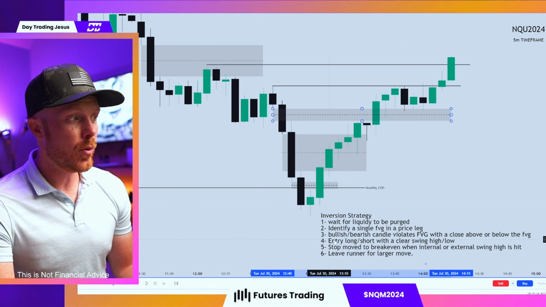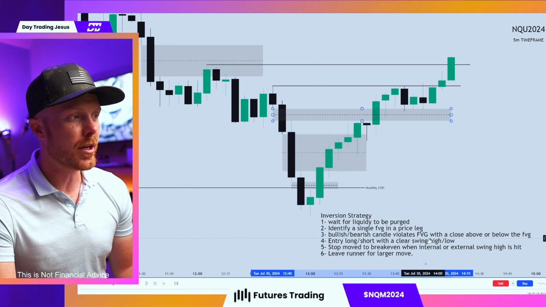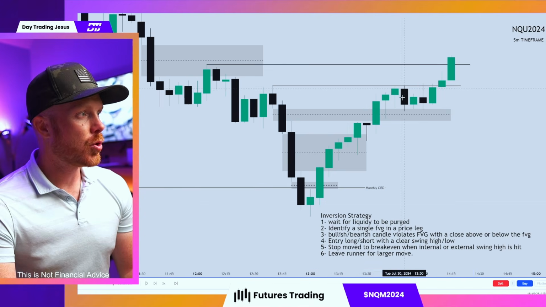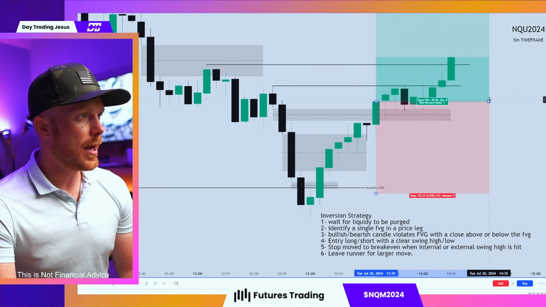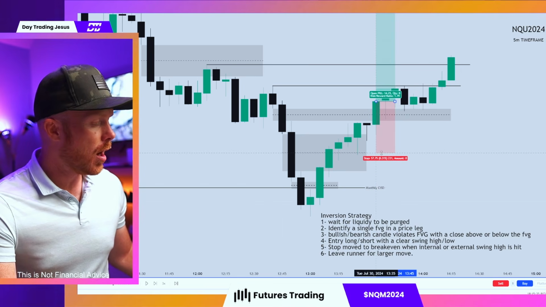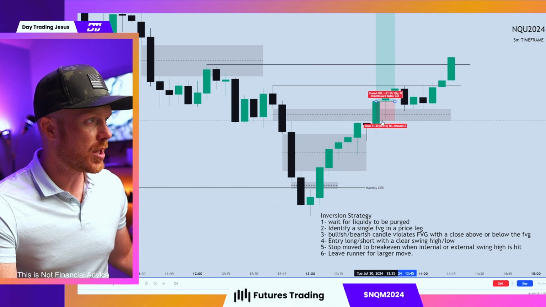Number 4 is you enter your long position with a clear swing high above it, or a swing low if you're going short. So we would be going long right here, as you can see, and we would want to move our stop to the low of that fair value gap that we just violated.